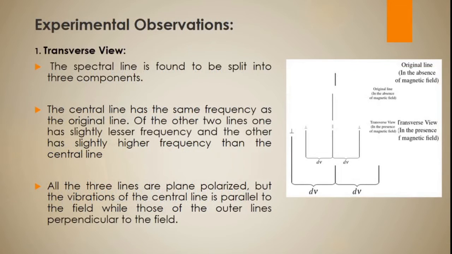We shall see what the experimental observations are. When the spectral line is observed in the transverse direction, that is, in the direction perpendicular to the magnetic field, the spectral line is found to split into three components. The central line has the same frequency as that of the original line. Of the other two lines, one has slightly lesser frequency and the other has slightly higher frequency than the central line.